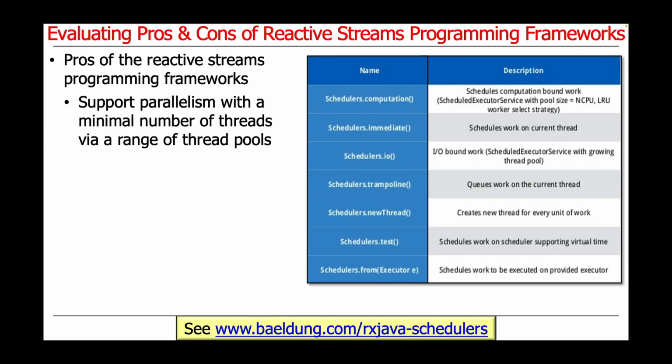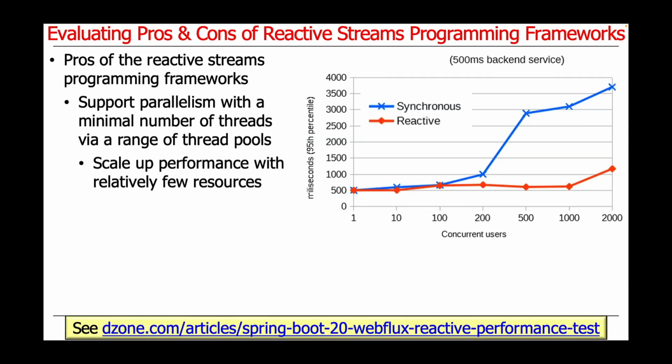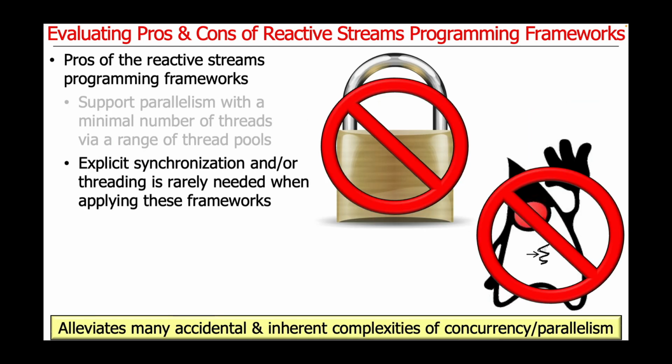The pros are that you can have a nice parallel computing model with a very small number of threads using these thread pool mechanisms that are supported by schedulers. That's one thing that you can do. This will allow you to scale up performance with relatively few resources. There's a link here that shows how you can get much better scalability by using reactive techniques versus the classic synchronous approaches to doing things like building web servers or web-based applications using web servers and web services.